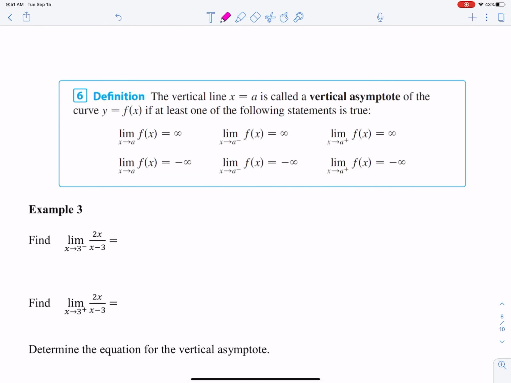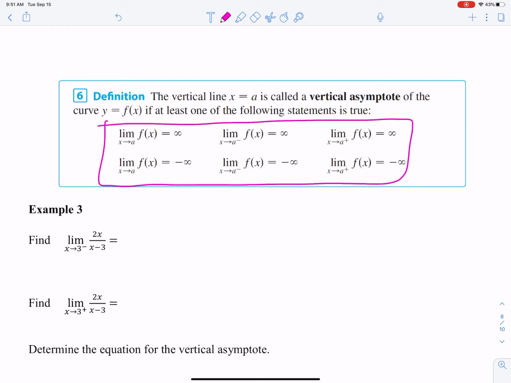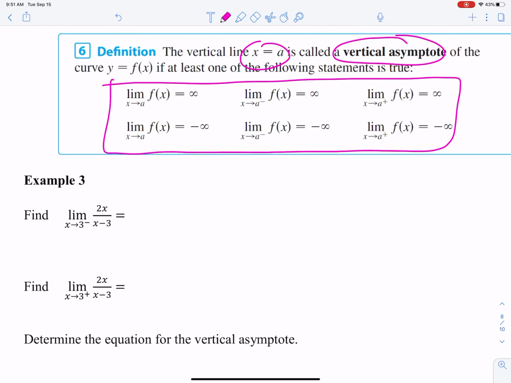All right, and again, just all the different situations that can occur here. If we have any of these 6 situations occurring, then you have a vertical asymptote at x equals a. Okay? All right, so let's look at this here. Example 3. All right, so let's look at this.